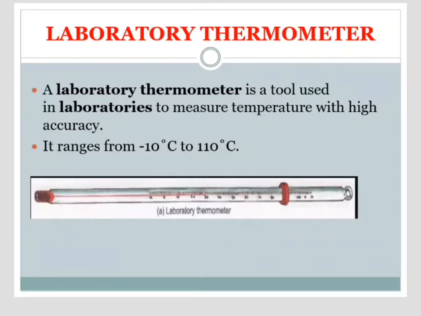Laboratory thermometer. A laboratory thermometer is a tool used in laboratories to measure temperature with high accuracy. It ranges from minus 10 degrees Celsius to 110 degrees Celsius. Okay.